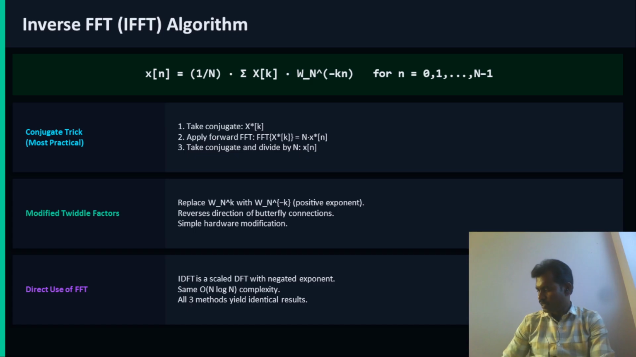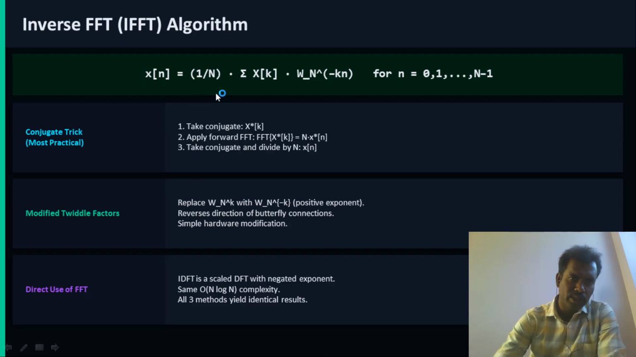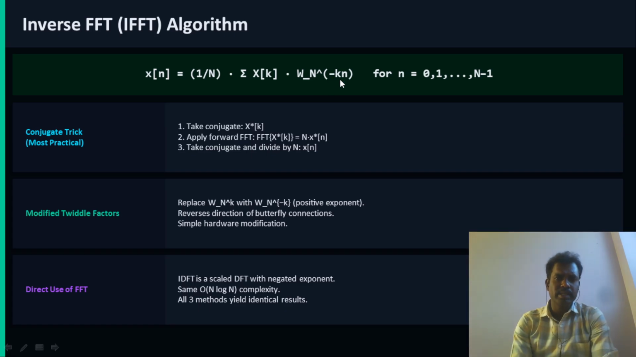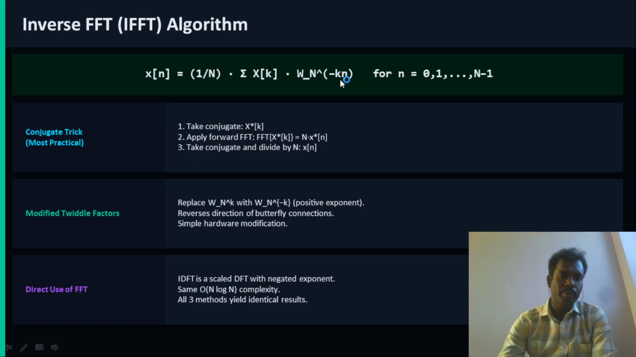But the DIT FFT and DIF FFT are derived using the DFT formula, sigma x of n W_n power kn. In the IDFT formula, x of n is equal to 1 by N into sigma X of k W_n power minus kn. So we get W_n power minus kn, and apart from this, we get 1 by N. W_n power minus kn means the complex conjugate of W_n power kn. In the actual formula we didn't have W_n power minus kn, we have plus kn. That means if you take the complex conjugate of this, it is equivalent to the DFT method.